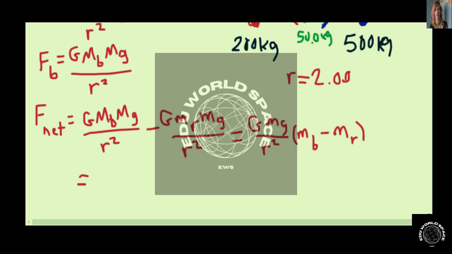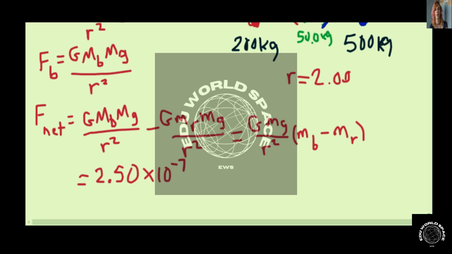I'm going to substitute those into the equations using a calculator. So it's going to give me 6.67 times 10 to the negative 11th power times mass green, which is 50, over R squared, R is 2, squared, times M B minus M R. M B is 500, M R is 200, 500 minus 200.